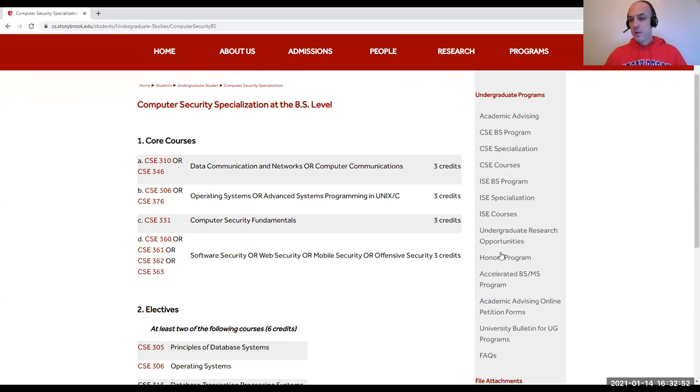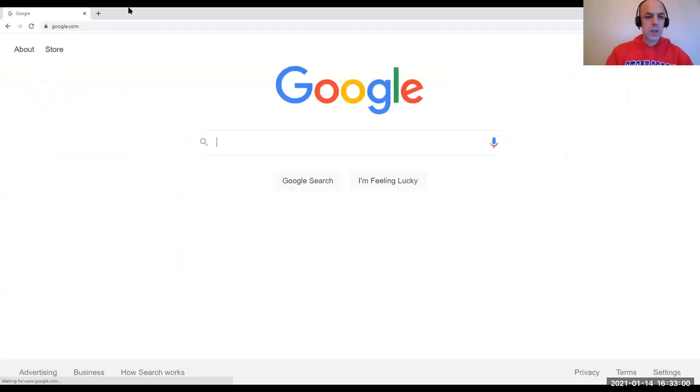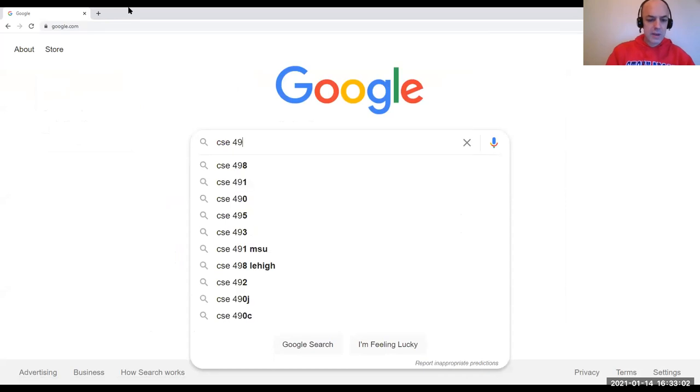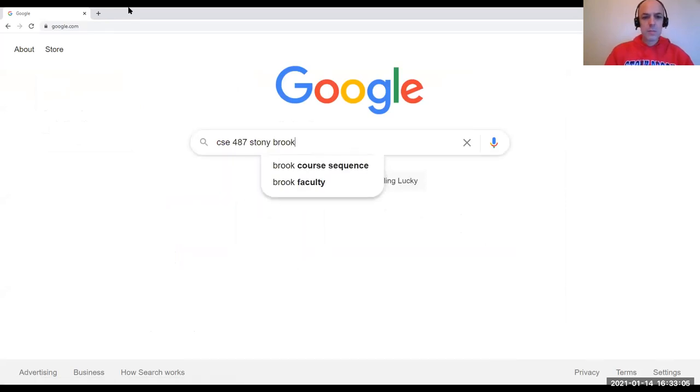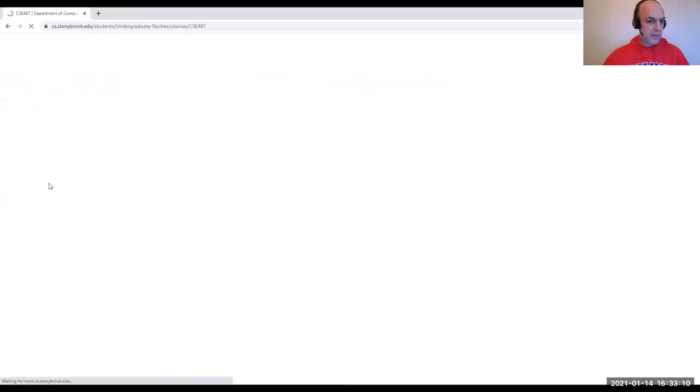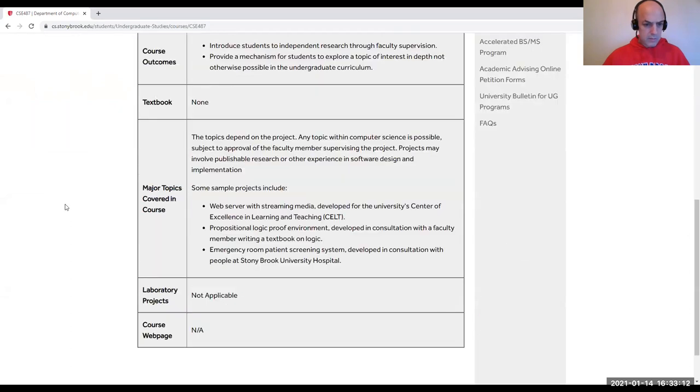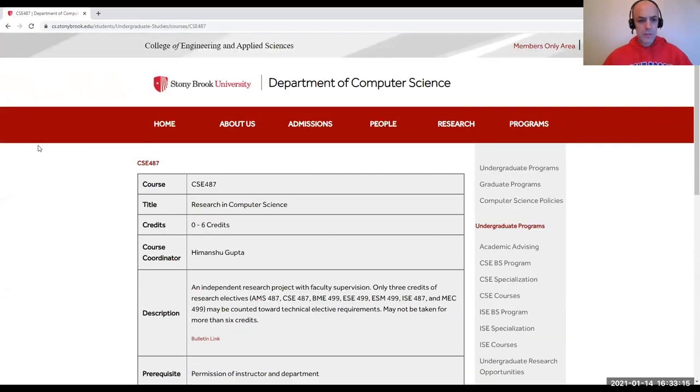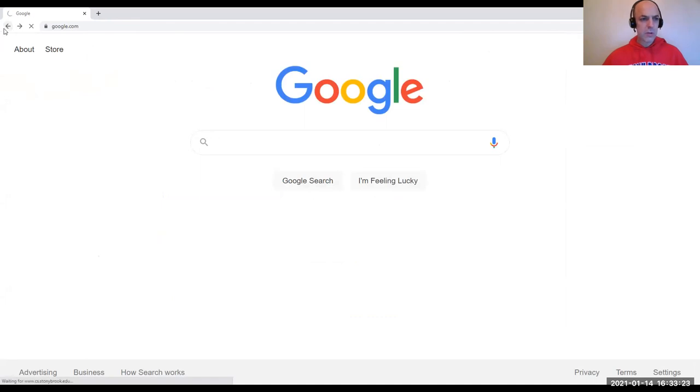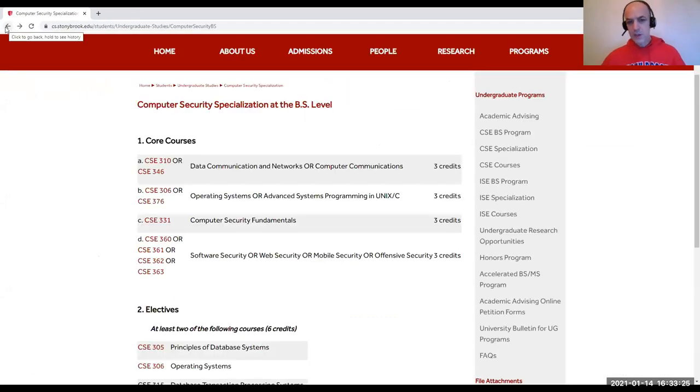But we have faculty in our department who have their own research labs. And if you go to CSC 487 Stony Brook, you can find some of the varied things that people will do. This is essentially an undergraduate research course that students can take and do research in all kinds of different ways. And all of our department lab environments are all eligible for that.